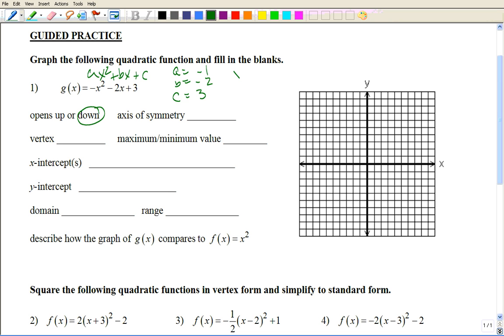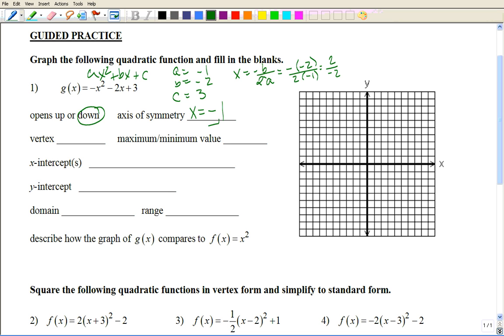The axis of symmetry, remember, that's x equals negative b over 2a. So if we have negative b, which is negative 2, divided by 2 times a, which is negative 1, we'll have 2 over negative 2. So our axis of symmetry is x equals, don't forget the x equals, 2 divided by negative 2, which is negative 1.